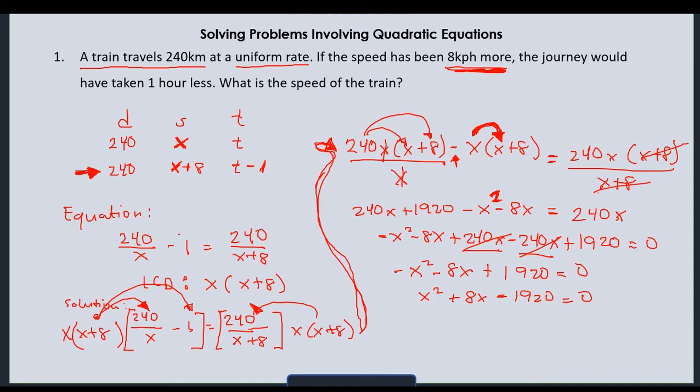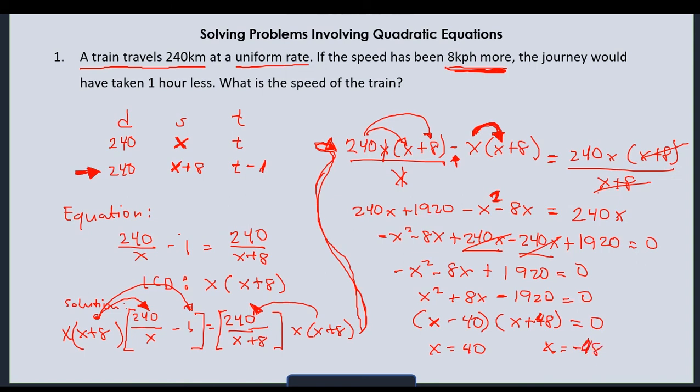Next, I'll be using factoring. I'm going to factor this out. Looking at negative 1920, this will give me, I think, x minus 40 and x plus 48 equals 0. Again, negative 40 plus 48 will give me 8, so I think this is the appropriate factor. Next, the zero product property. This will give me x minus 40 equals 0, so x equals 40. And then the other one is x equals negative 48.